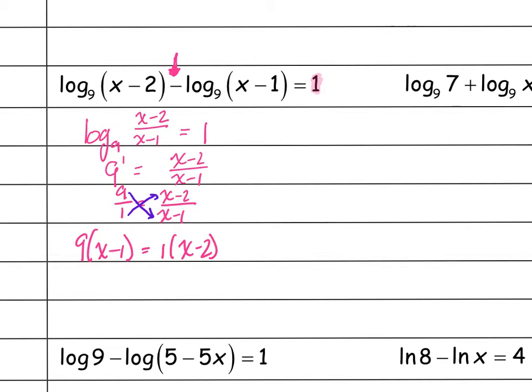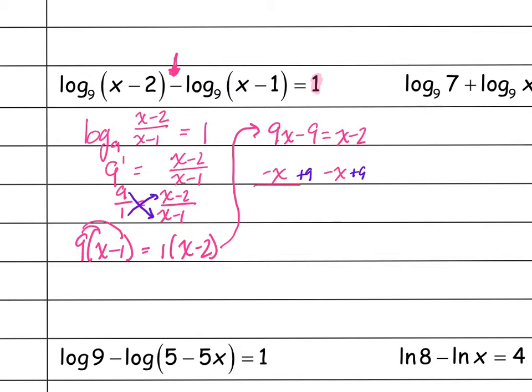Okay, so let's see, where do we want to do this? I think I'm going to run out of room. Let's come up here. And I get 9x minus 9, right, if I distribute that through, equals x minus 2. So now I want to get all the x's on one side and all the constants on the other side. So I'm going to subtract x, and I'm going to add 9.